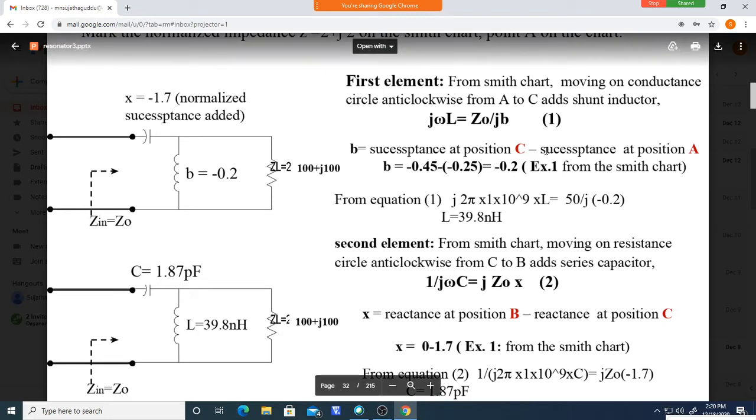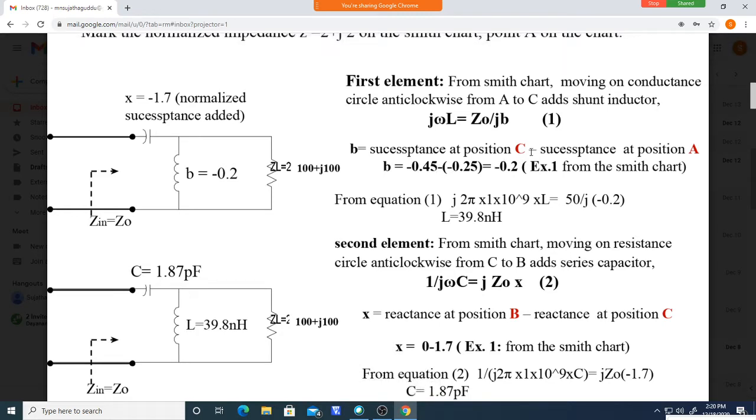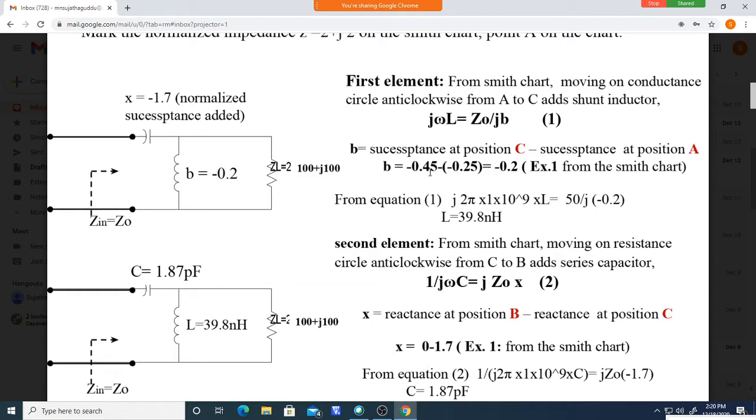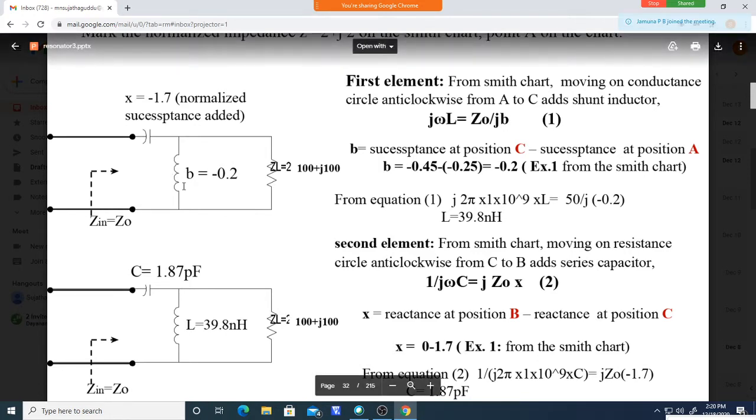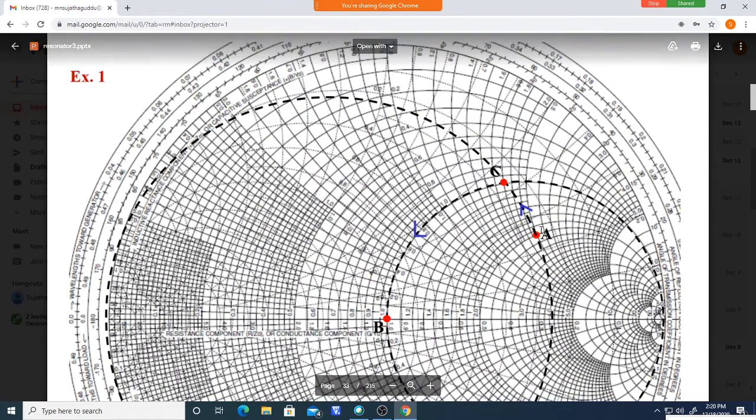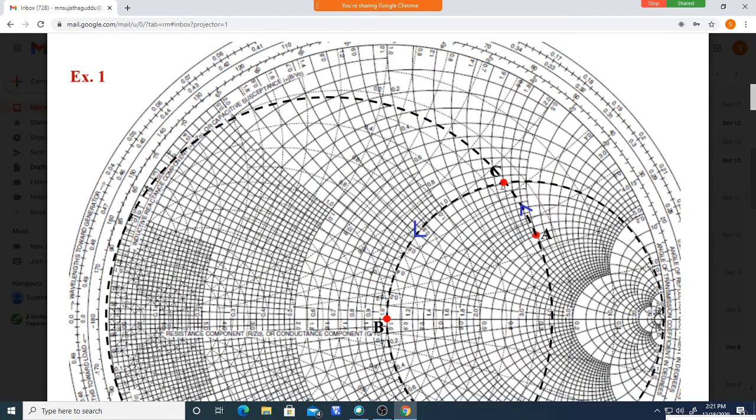This minus sign is from here. But the susceptance value at A itself is minus 0.25. So the answer is this is 0.45, this is plus, minus into minus, plus 0.25, so it is minus 0.2. That value you should substitute here, and you will be getting the value of the inductor. The inductor added is 39.8 nanohenry. So that is the inductor value you got by moving A to C on the resistance circle.